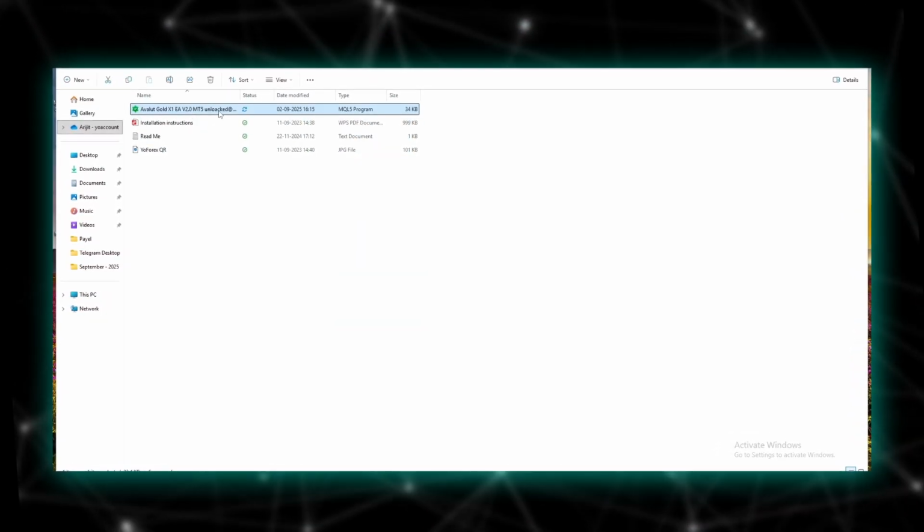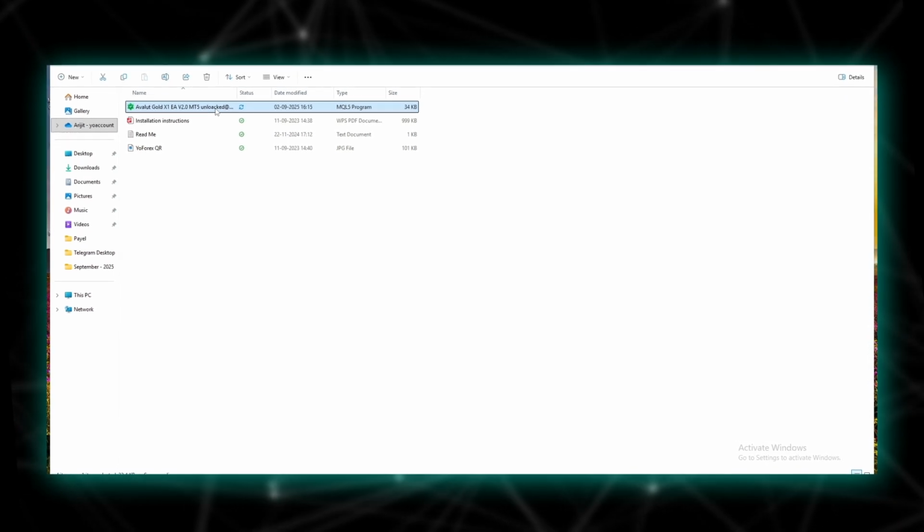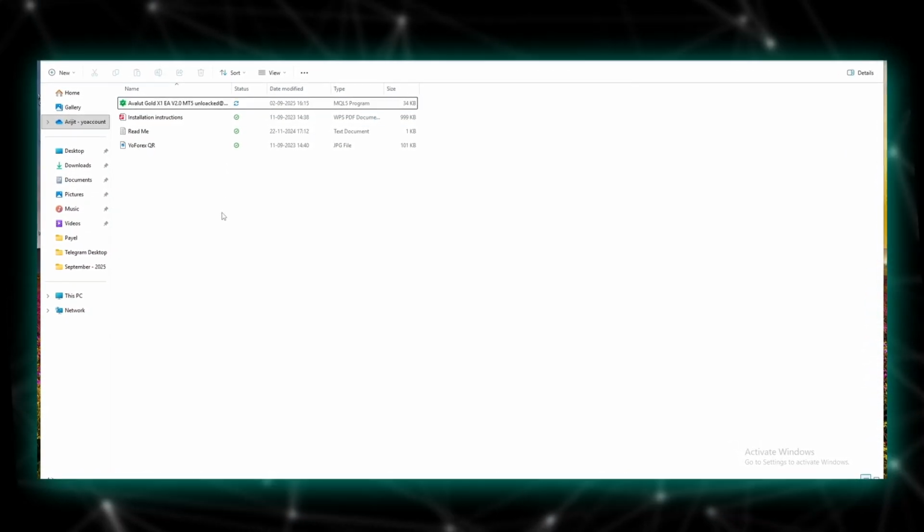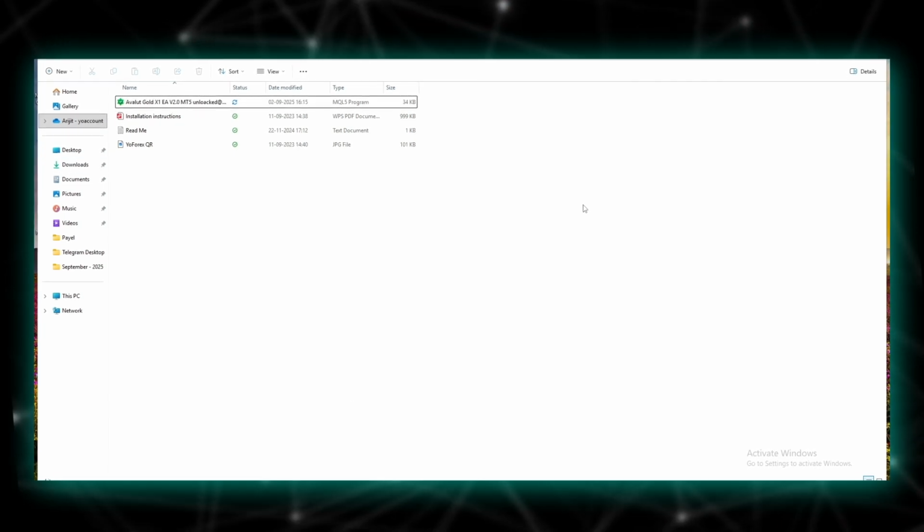Just copy the file into your MetaTrader 5 Experts folder, restart MT5, and drag AvaulT Gold X1 EA onto your chart. Your setup is ready for testing or live trading.